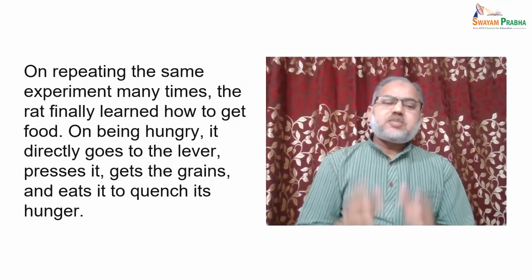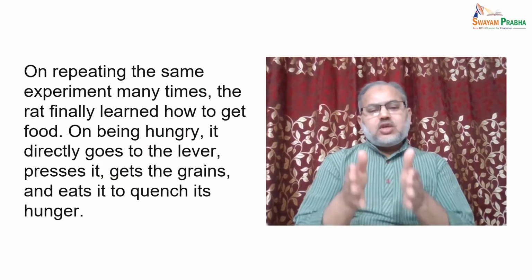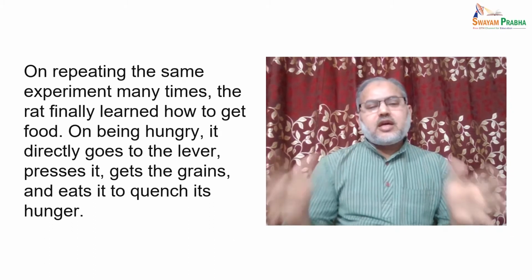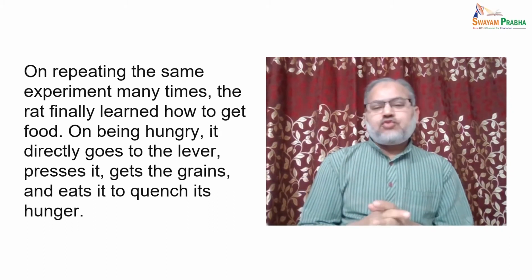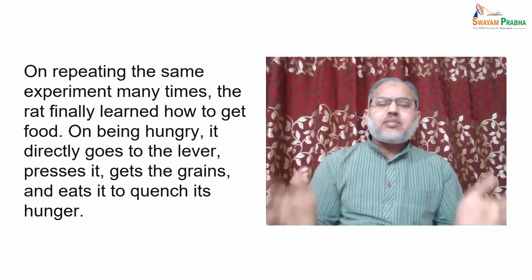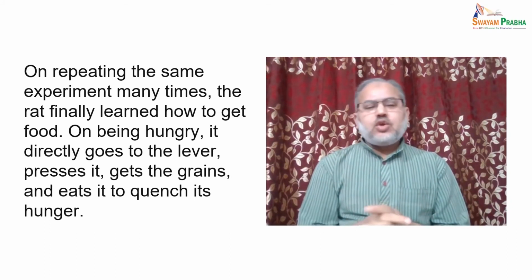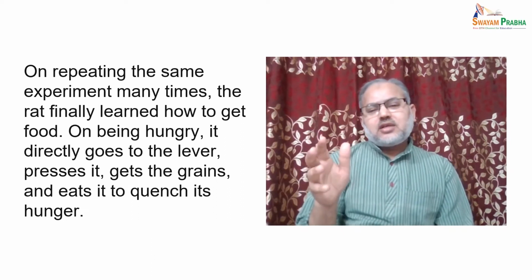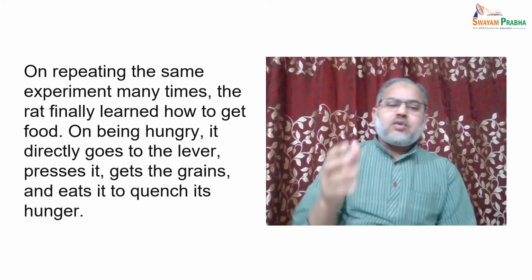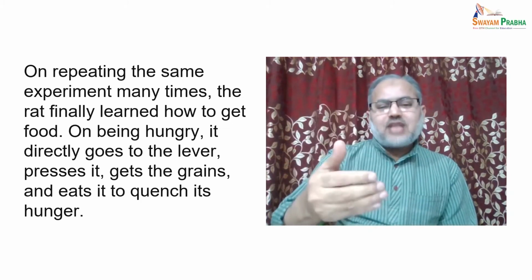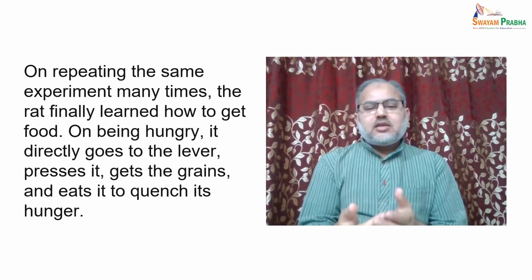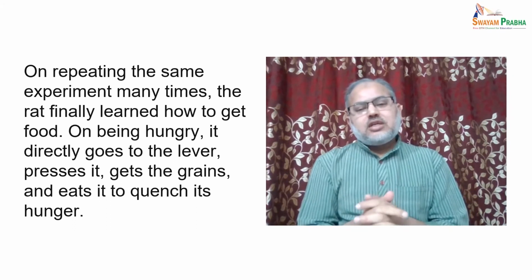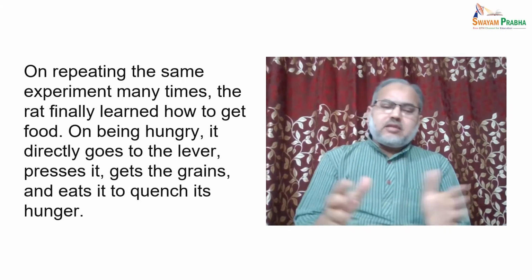In this experiment, a rat was put into the Skinner box, and the rat was hungry. In search of food, the rat moved here and there, but food was not available. In the entire process of searching, a time comes when the rat presses the lever randomly, and as soon as the lever is pressed, food appears in front of the rat in the container. The rat eats the grains and quenches its hunger, and then starts to move here and there.